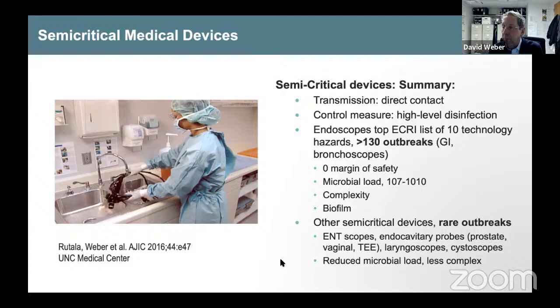In the GI endoscopes, there's really a zero margin of safety, because they can have 10 to the 6, 10 to the 8 pathogens on them. Cleaning removes 10 to the 2, 10 to the 4, and high-level disinfection, by definition, 10 to the 6. So we're right at the margin of safety. This, of course, is many more organisms than we find on surgical instruments. They're complex biofilms, and we'll talk more about that. For other semi-critical devices, laryngoscopes, endocavity probes, cystoscopes, they're much less complex. They have a reduced microbial load, and outbreaks have been very uncommon.